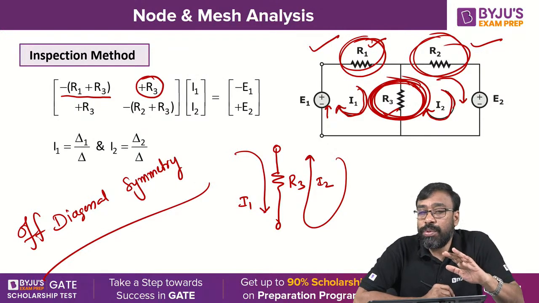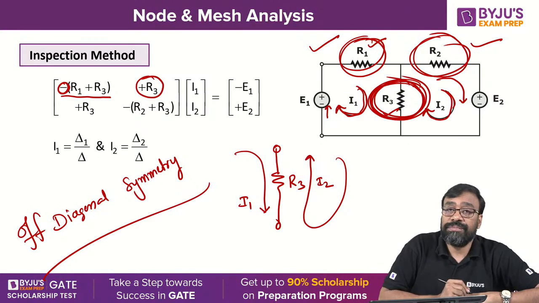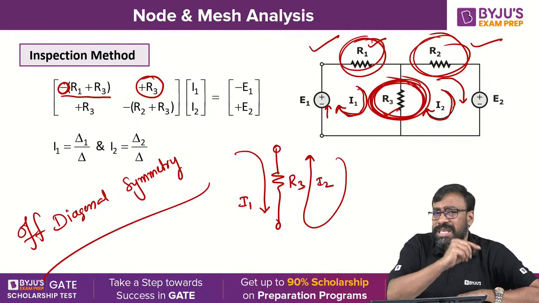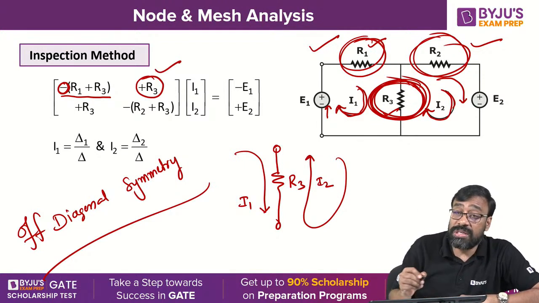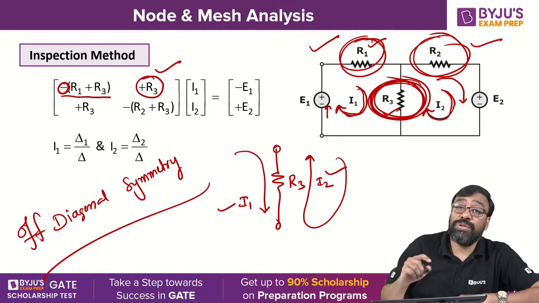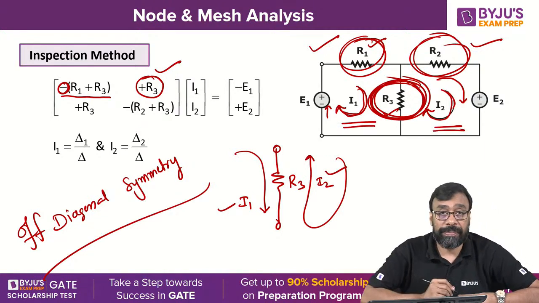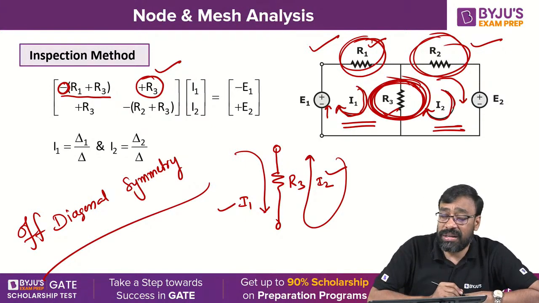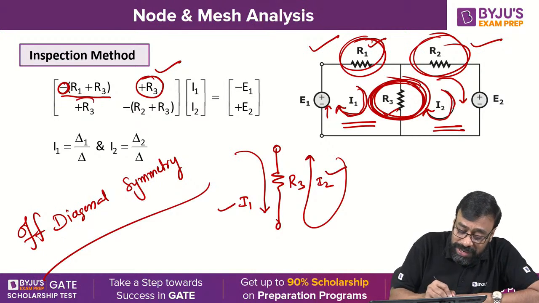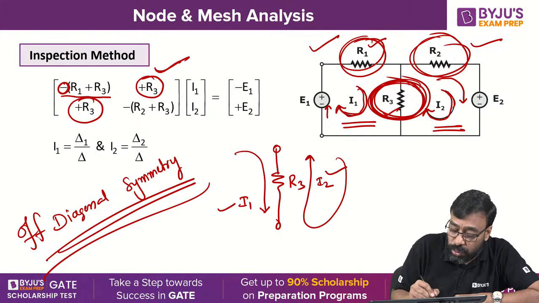When both the currents are opposing each other, you take the opposite sign to the sign of the diagonal element. So what was the diagonal element sign? Negative sign. Now you take a positive sign here because I1 and I2 both are opposing each other according to the representation of the loop currents in the given circuit. Understand all of you? Okay, very good. So plus R3 I have taken. And I told you, here the 2-1 element and 1-2 element are both the same because of off-diagonal symmetry.